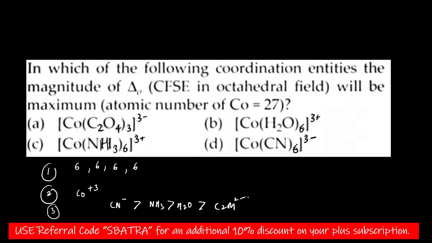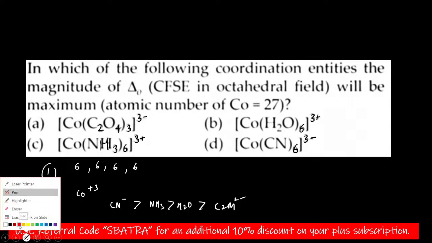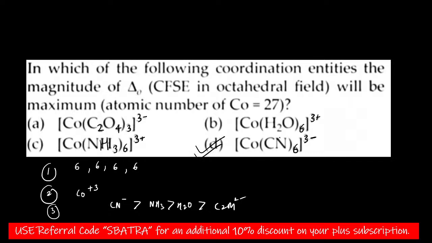Cyanide is basically a strong field ligand over here. So we can say that the energy gap for option D would be maximum. Is it clear to all of you? I hope this question is clear.